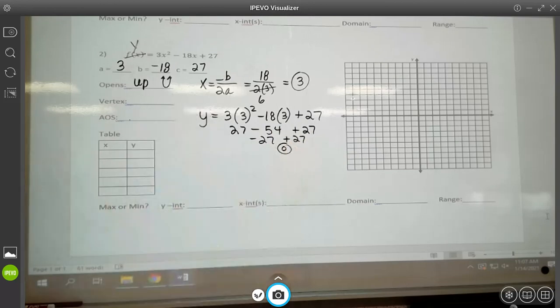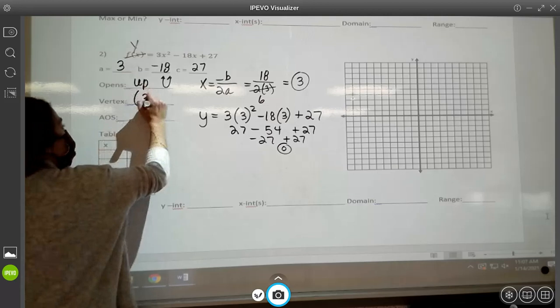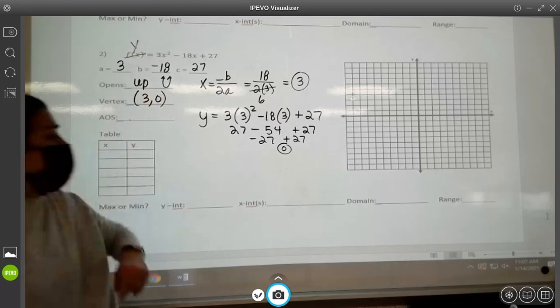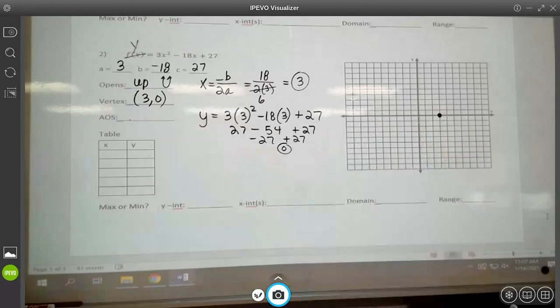You actually get a y-coordinate of 0, which is fine. You get it? Yeah. So now (3, 0) is your vertex. Throw it right on the graph. Right 3, up or down, none.